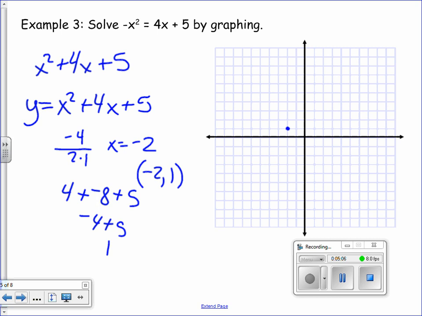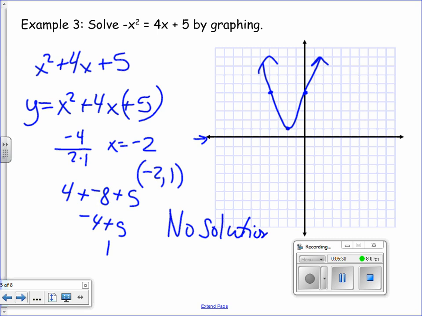And now the y-intercept is 5. Okay, 1, 2, 3, 4, 5. So I also know there's another point that's going 2 over, 2 over, at 5. I can draw my parabola here. And I can see that this is never going to intersect the x-axis. So I have no solution. Okay, and sometimes that will happen. And that's what the graph will look like if there is no solution.